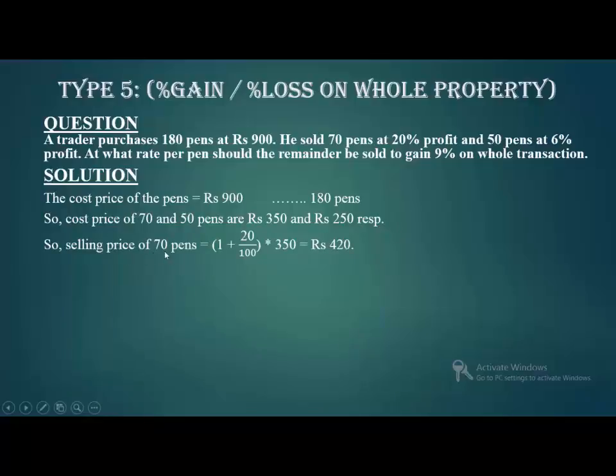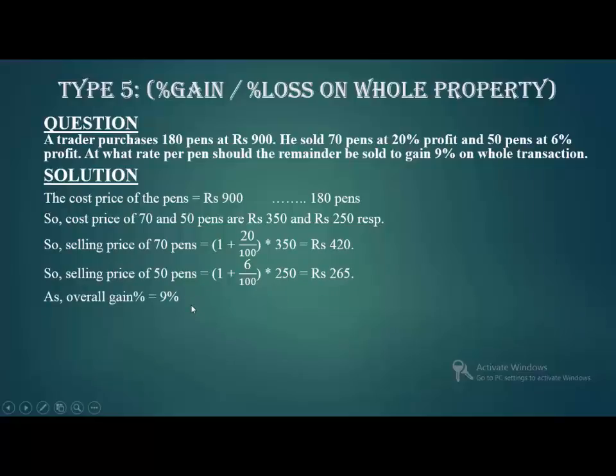The selling price of 70 pens is calculated by the cost price of 70 pens, that is 350, plus 20% of 350, since the 70 pens are being sold at 20% profit. The result will come out as rupees 420. Similarly, the selling price of 50 pens will be 1 plus 6 by 100 into 250. This 6% of 250 is due to the 6% profit on 50 pens. The answer will be 265.